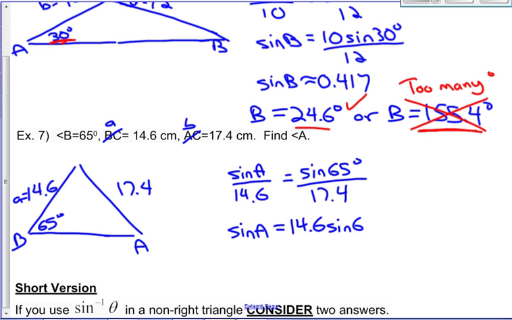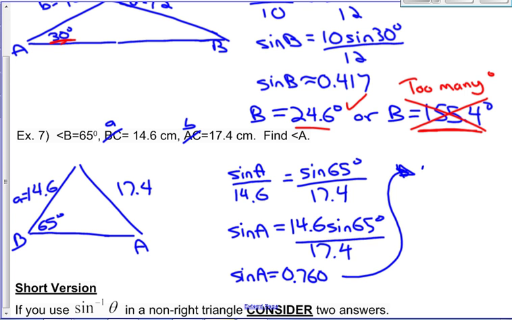Okay, we'll do our regular stuff. We'll figure out what the sine of A is. And I ran this through in my calculator already. It's 0.760. I do the inverse sine, and I get either angle A is 49.5 degrees, or angle A is the supplement of that, 130.5.